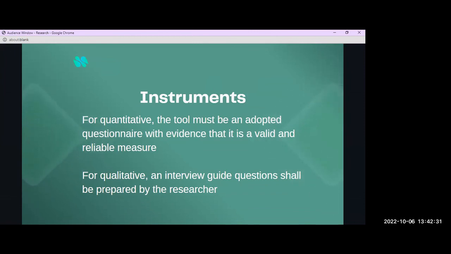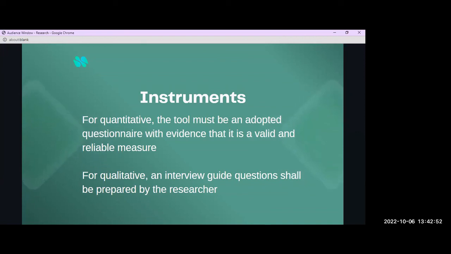Then we have also the reliability, the internal consistency results like the Cronbach's alpha. So that is the reliability. And for qualitative, we will be utilizing the interview guide questions. Okay, it shall be prepared by the researcher.